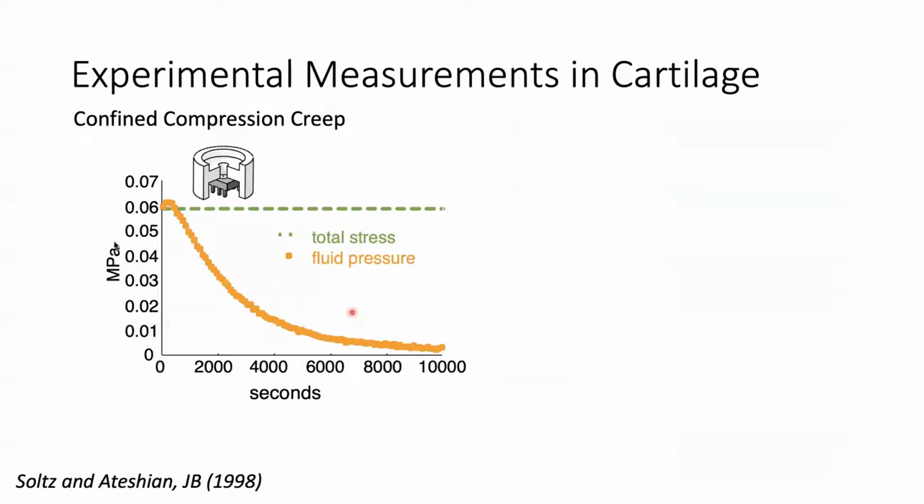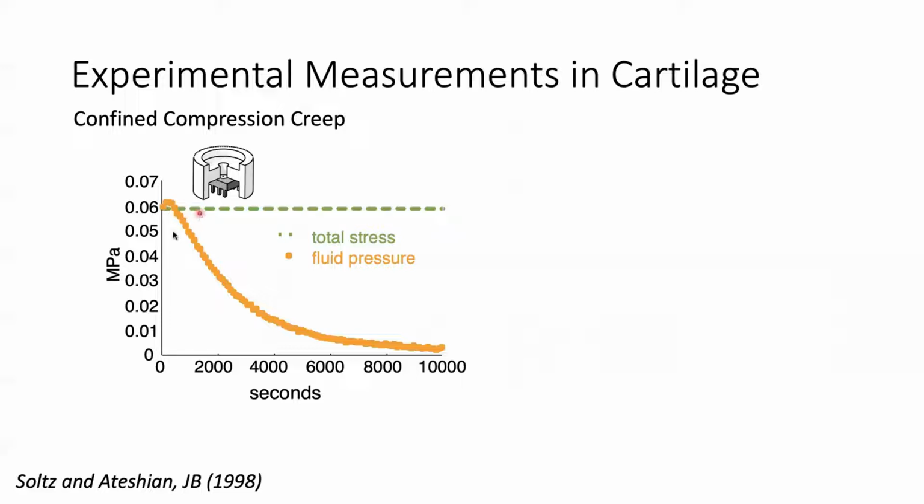When we actually report the results, this is the applied stress for the creep problem, about 0.06 megapascal, and the fluid pressure pretty much reaches the applied stress and decays over time back to zero. This fluid pressure slightly exceeds the applied stress because we are measuring the fluid pressure at the center. So the fluid pressure is not exactly uniform across the whole surface of the sample. If it were uniform, then it should be exactly equal to the applied stress.